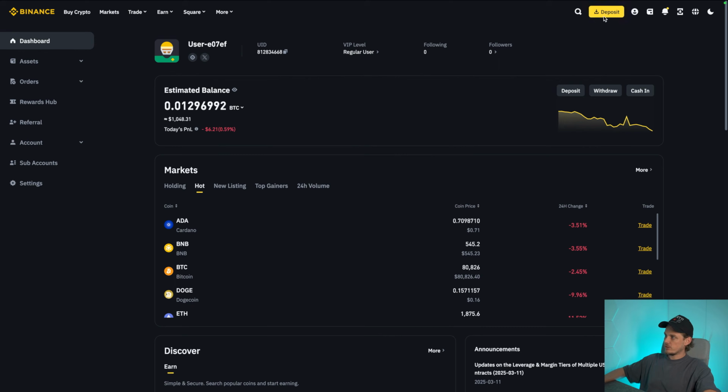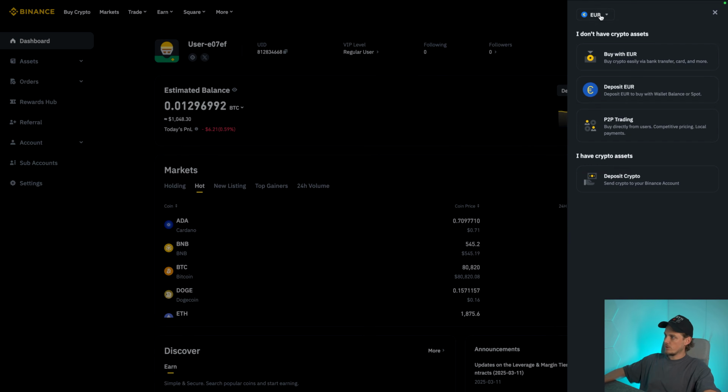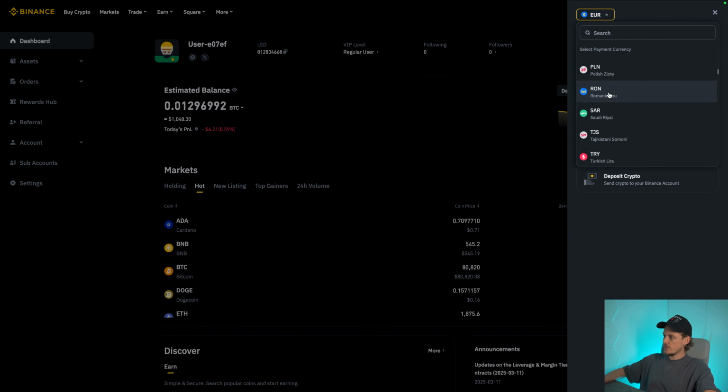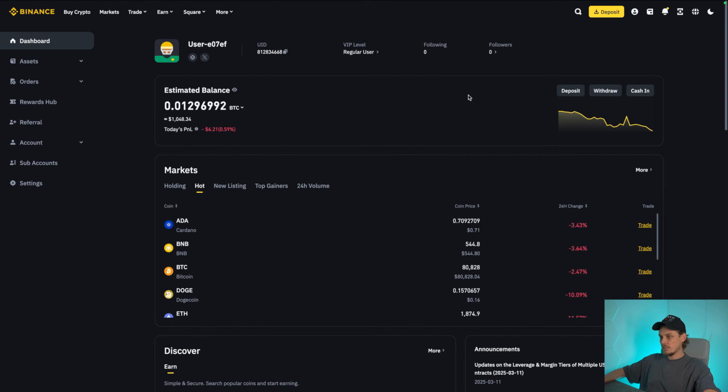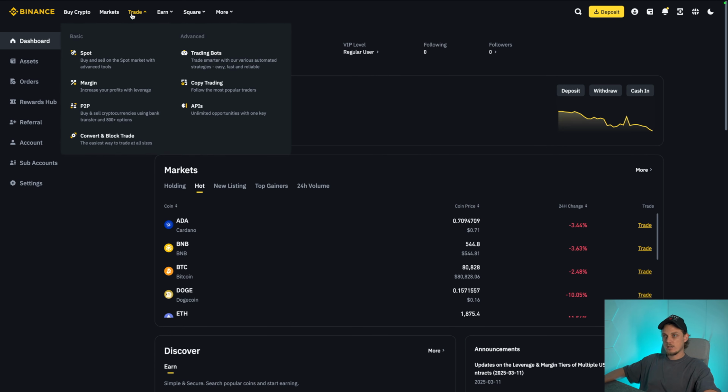So head to the deposit button just here, choose your currency, and then choose one of the options below to add funds. Once that's been done, you can then head to the trade menu here, and you want to pick one of these options. Now we're only going to do spot trading today. That is basically where you buy, you hold the coin, and then you sell at a higher or lower price.